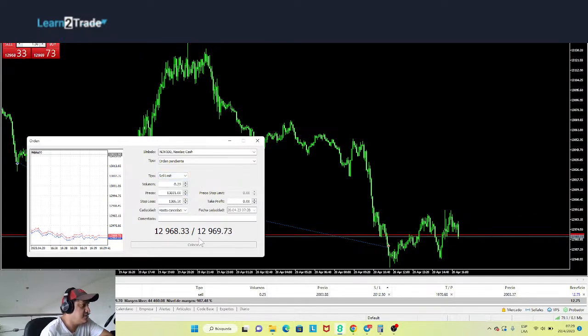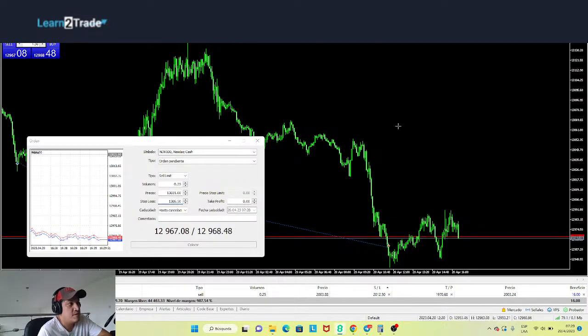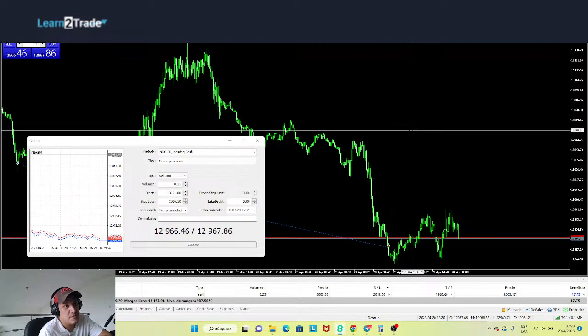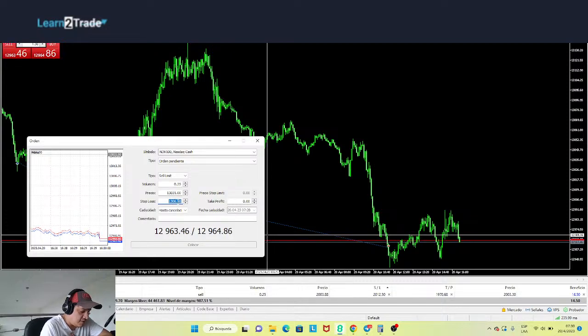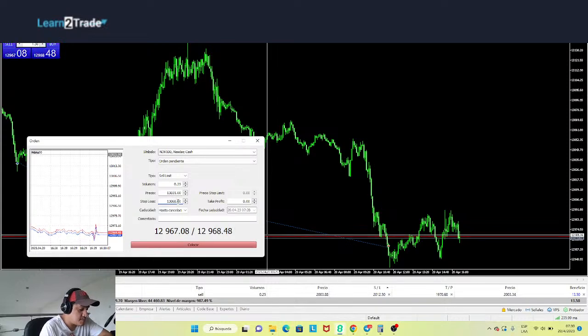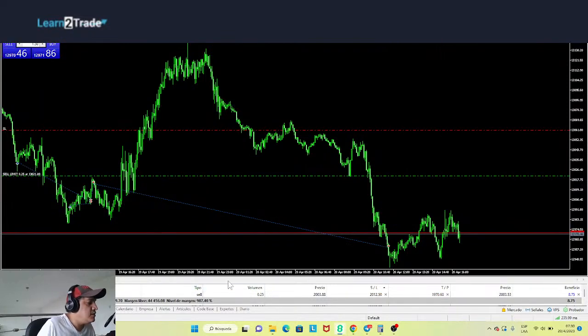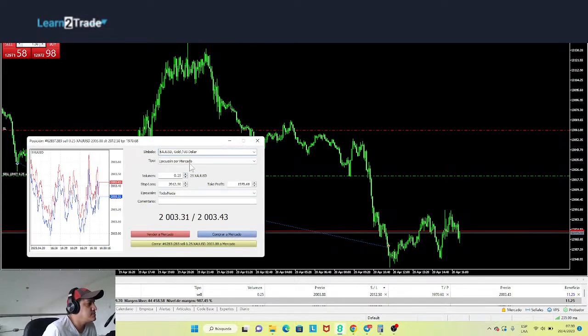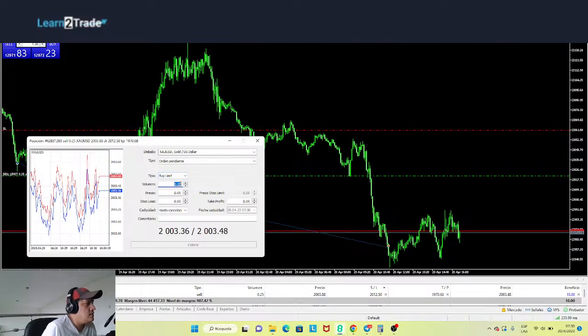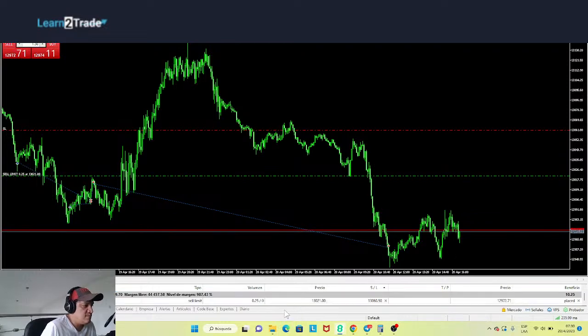It's a sell limit. 13061. All right. 13060.50. So this is a very small risk, so I am going to double my position size. Sell limit here.